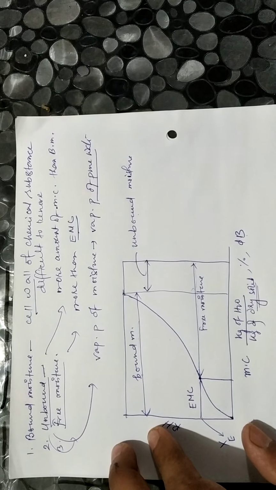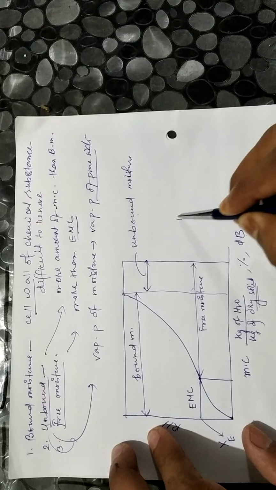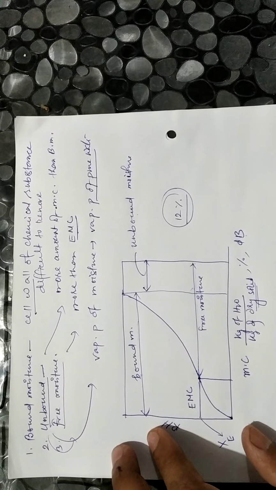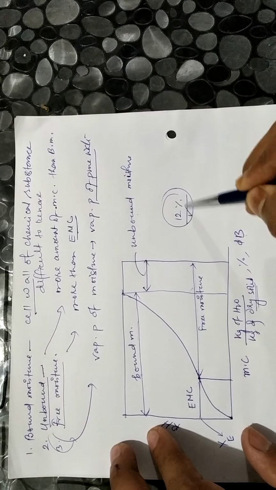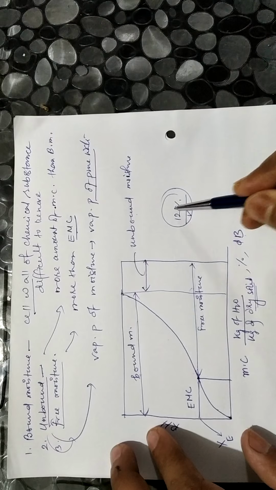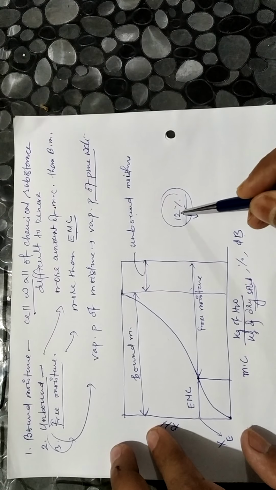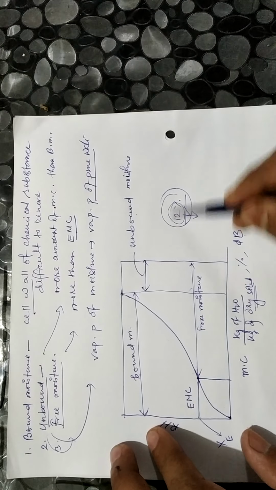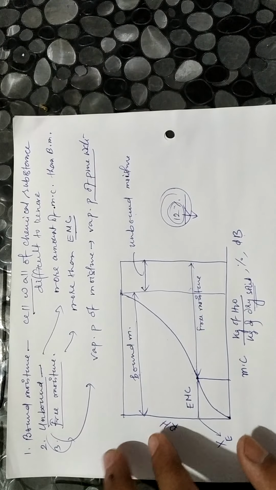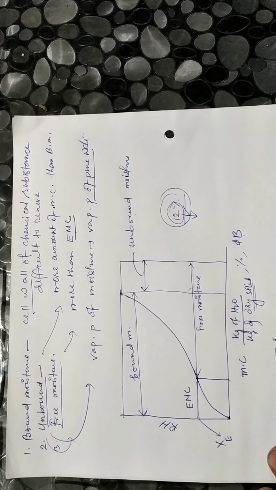For example, paddy is stored at 12% moisture, which is the storage moisture content of paddy. Within this there may be some bound moisture, and there may be some free moisture. You can dry below this 12%, but this is the safe storage level. So it is a combination of bound moisture and some amount of free moisture. This is all about the different types of moisture.